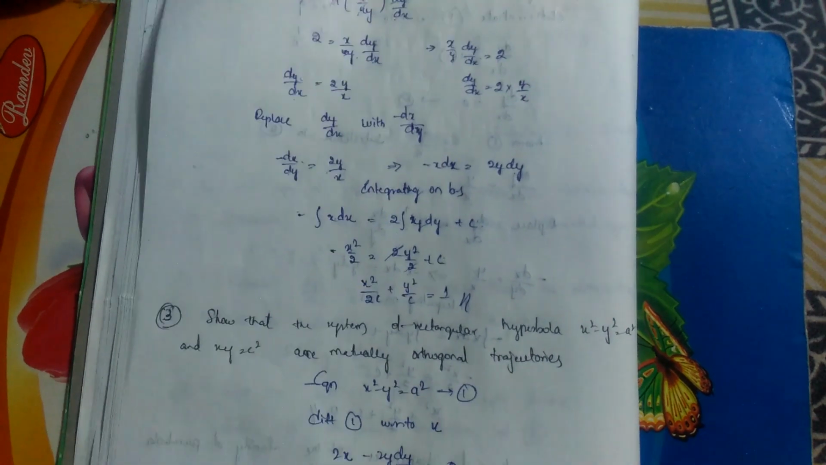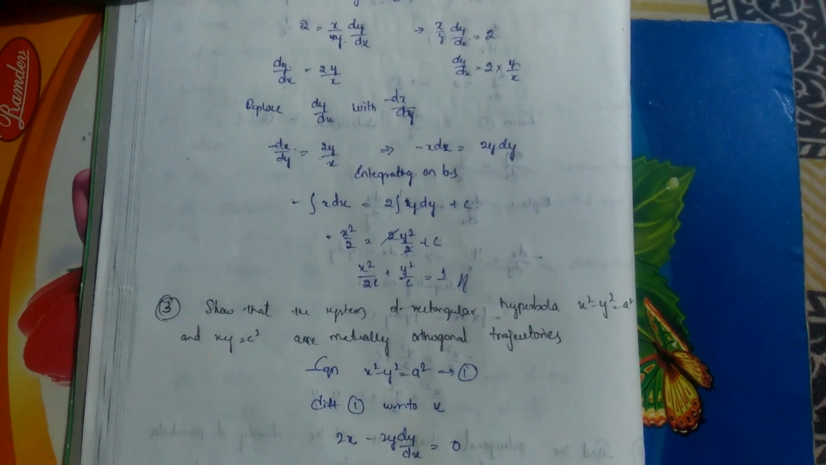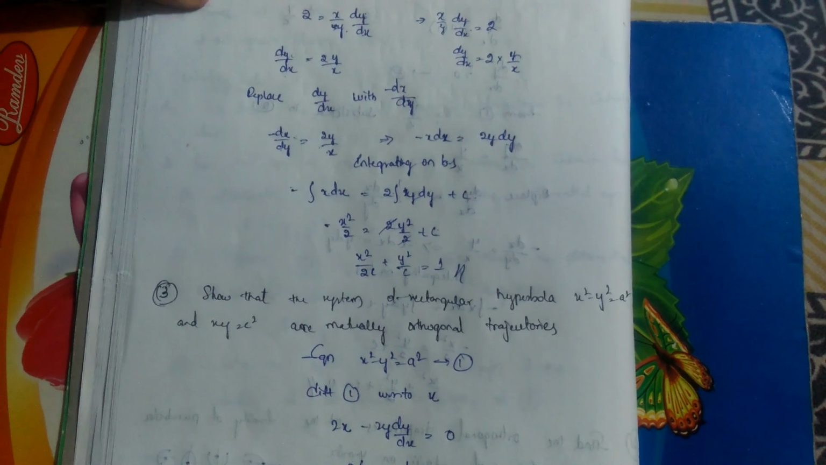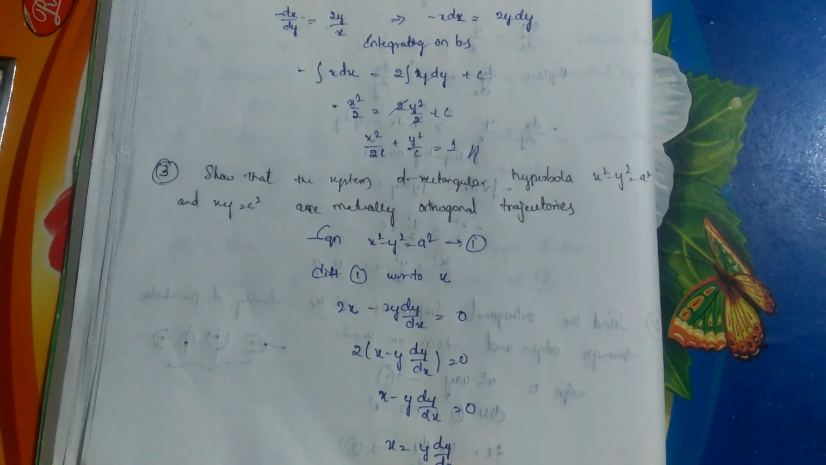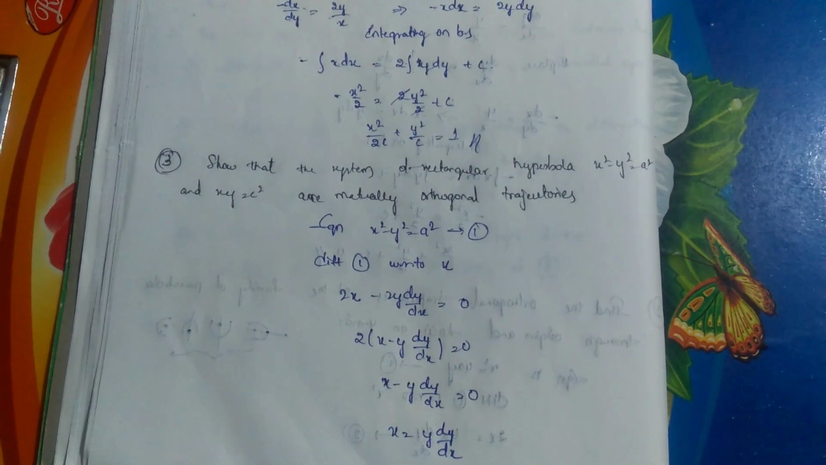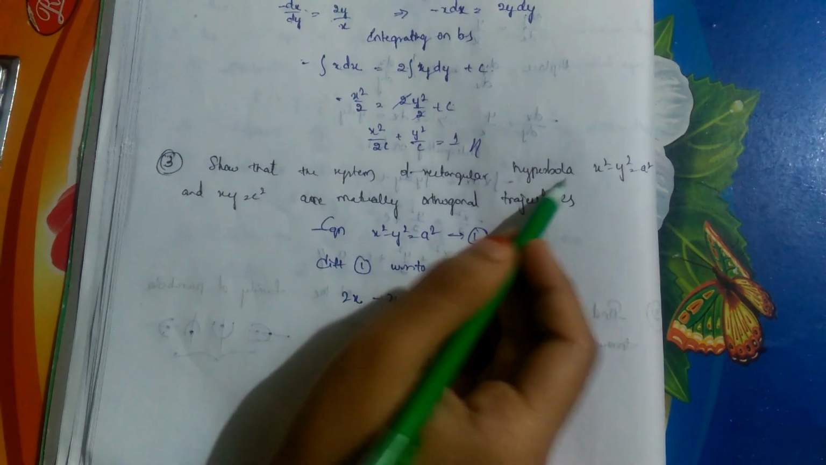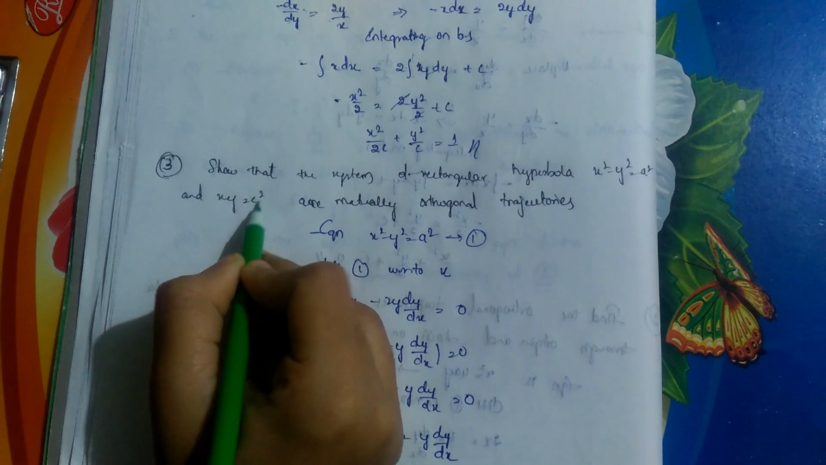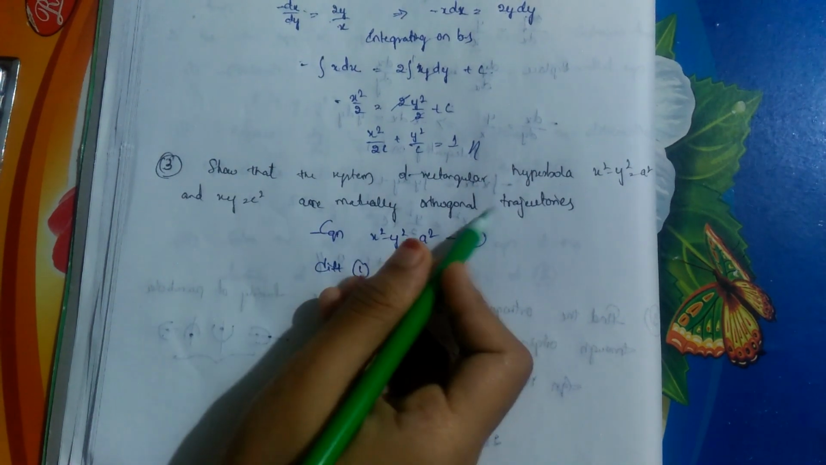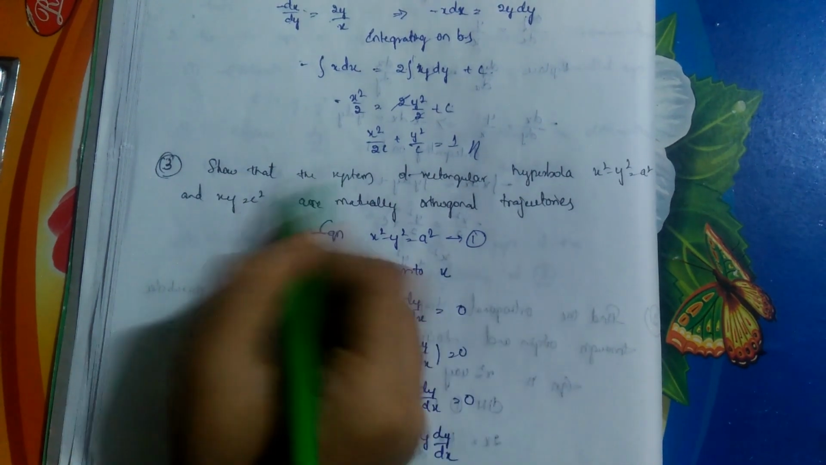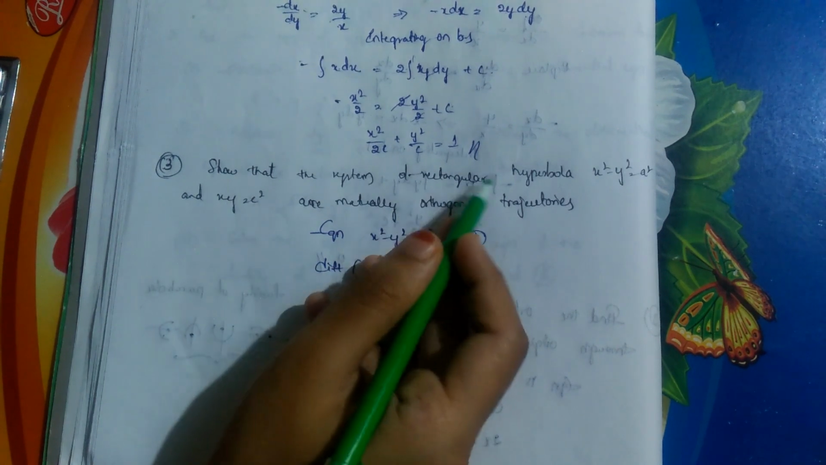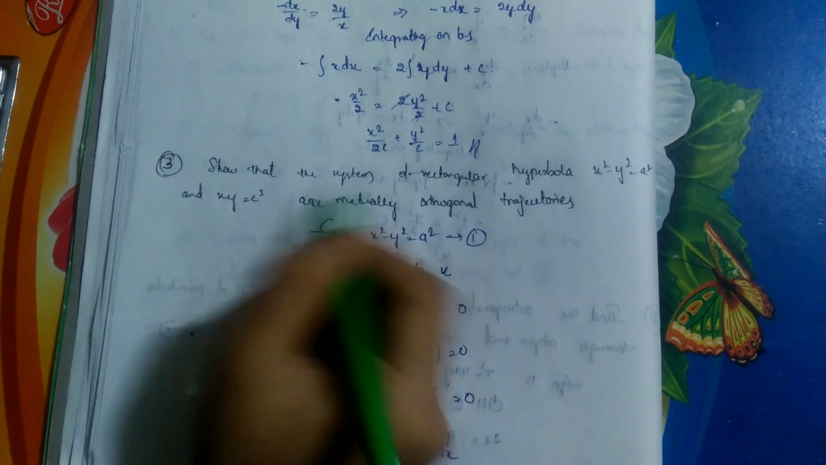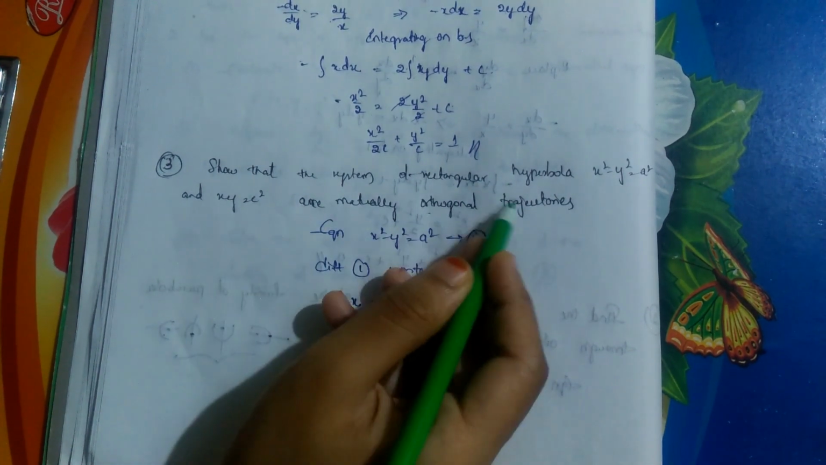Then let's see the third question. Show that the system of rectangular hyperbolas x square minus y square is equal to a square and xy is equal to c square are mutually orthogonal trajectories. So we have to prove that these two rectangular hyperbolas, these two equations, are mutually orthogonal. We have to prove that.